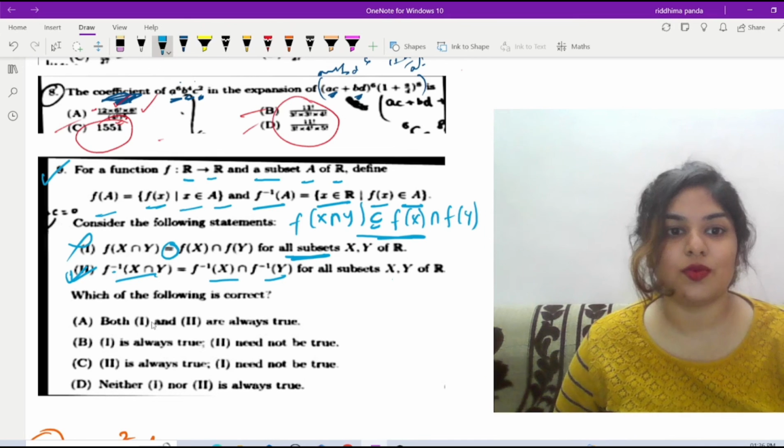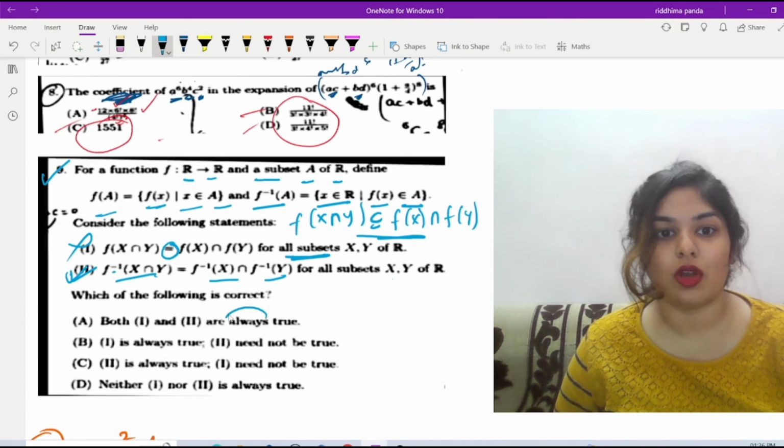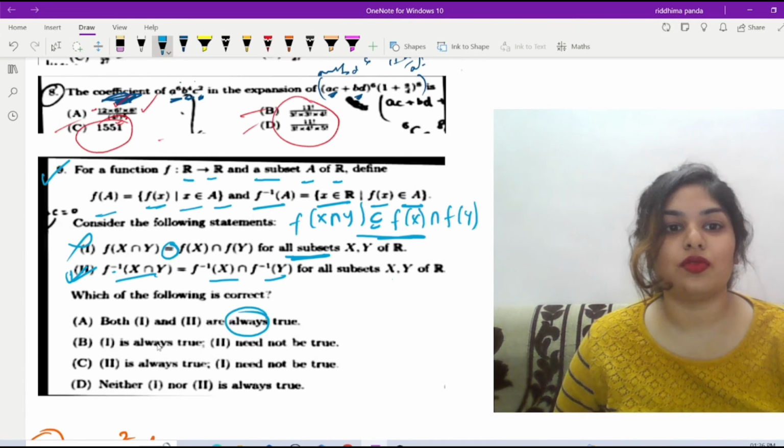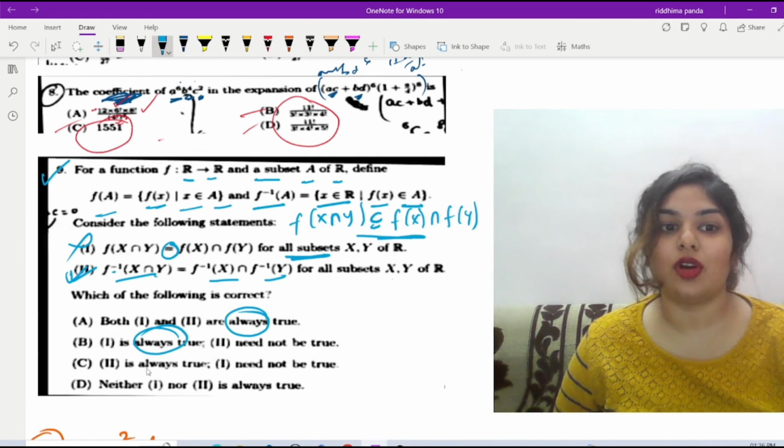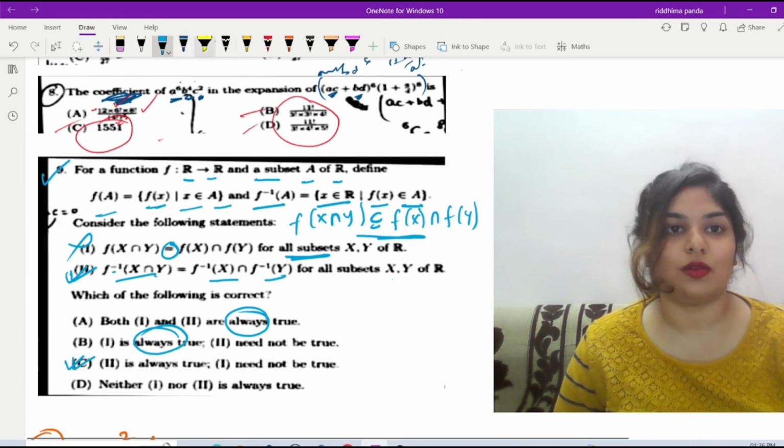So let us check the options. Both 1 and 2 are always true? No, it's not always true. 1 is always true? Not always true. 2 is always true, 1 need not be true. So C is the correct option.